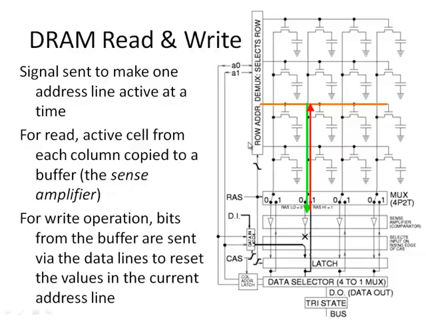So in the read state, we activate the address line, signals are sent down, and the zeros or ones are copied from each memory cell into the sense amplifier. In the write operation, the values are stored in the sense amplifier and then sent up the address lines to the memory cells.